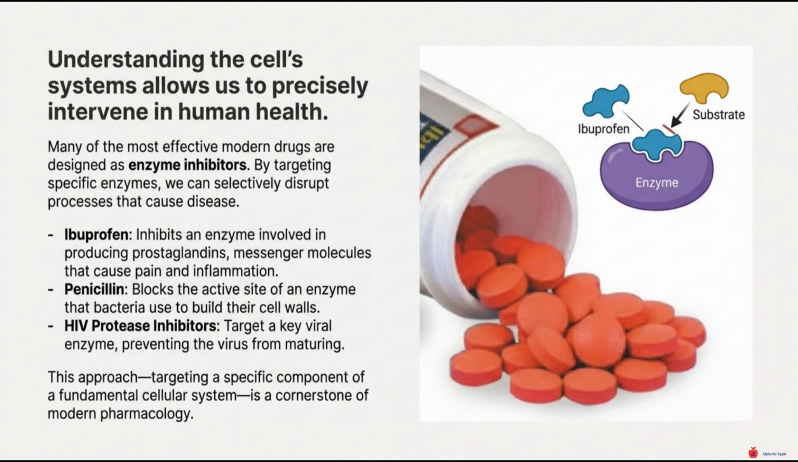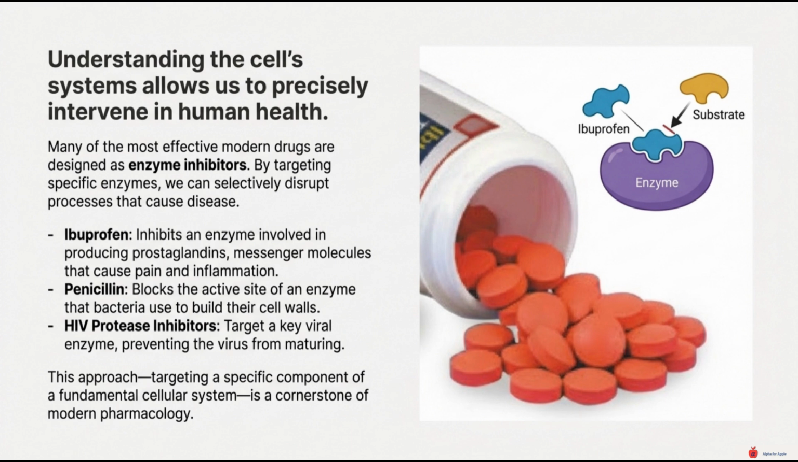And finally, let's just touch on the cornerstone application of understanding all this: modern pharmacology, human health. So many of our most successful modern medicines are just elegantly designed enzyme inhibitors. They target a specific biological worker to disrupt a disease. Like ibuprofen. Exactly. Ibuprofen works by inhibiting an enzyme that produces prostaglandins, which are messenger molecules that cause pain and inflammation. You block the enzyme, you block the pain signal.